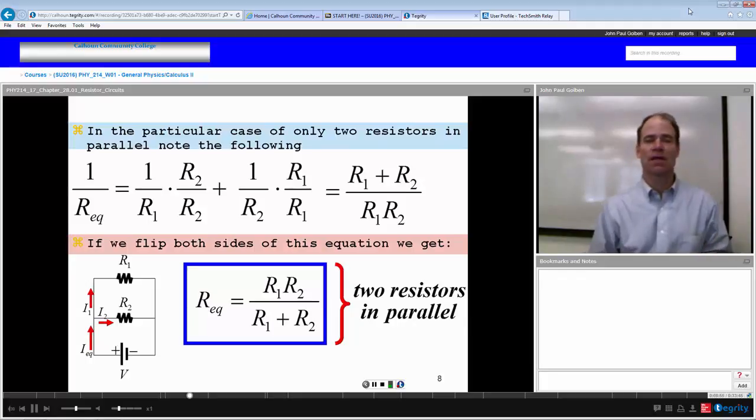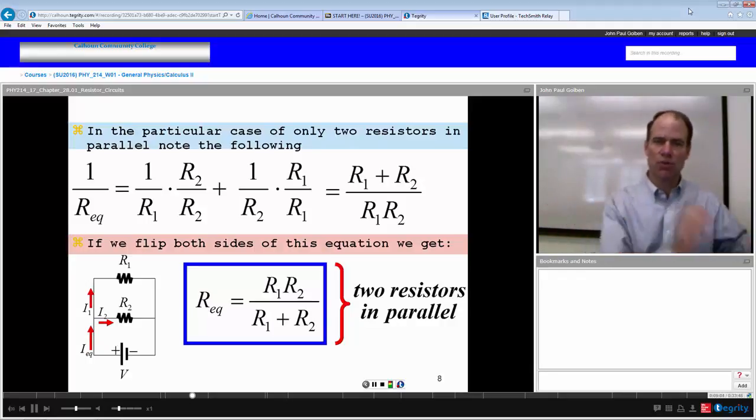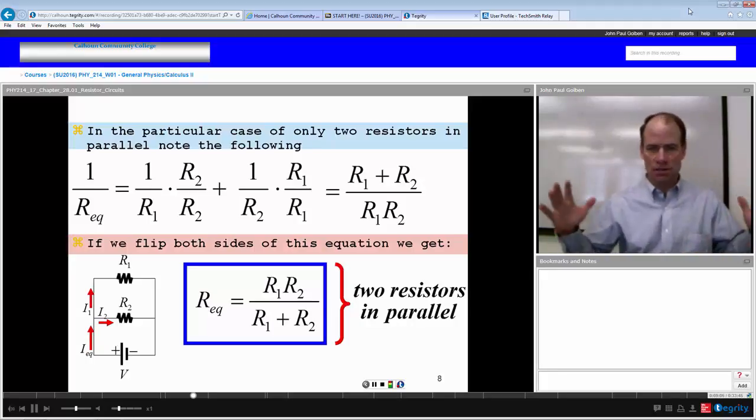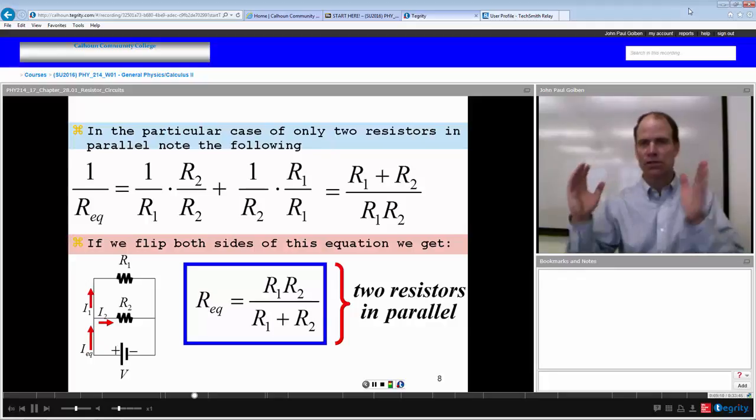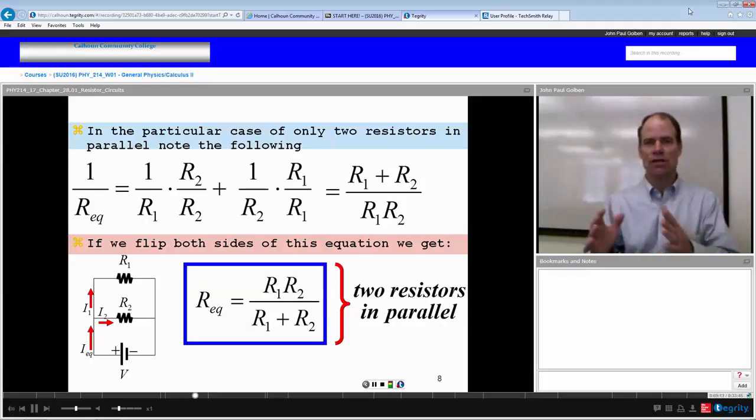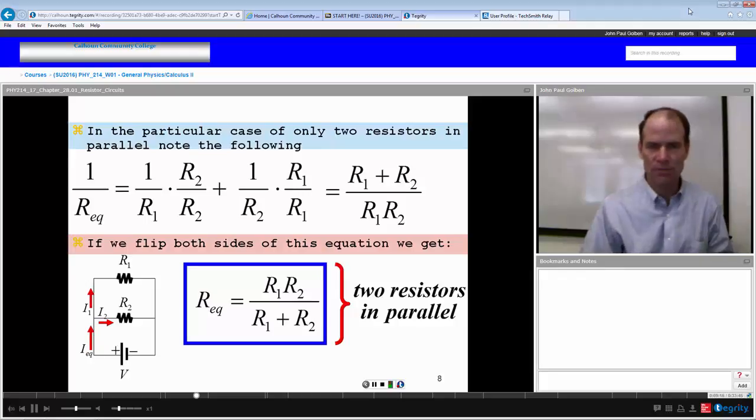But if you had a bunch of resistors in parallel, you could do them 2 by 2 by 2 by 2, product over the sum, product over the sum, product over the sum. Start simplifying it down to lesser and lesser resistors, always doing 2 by 2, product over the sum, and you can reduce the parallel combination that way, and that will work. So you can always take them 2 by 2 and reduce it down that way.